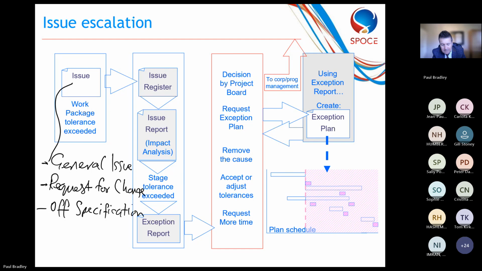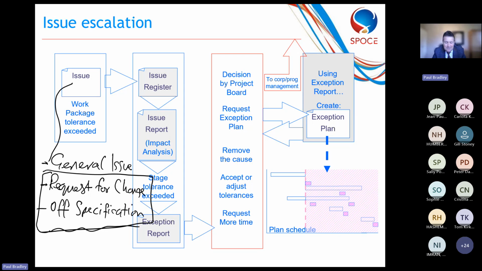Okay. Now these two here, request for change and off specification, go through the change control process, because a request for change is where your customer's asking for something different or extra. And an off specification is where the suppliers should have delivered something, but it's not right. It's failed a quality review. Okay. So those two come under the change control approach.